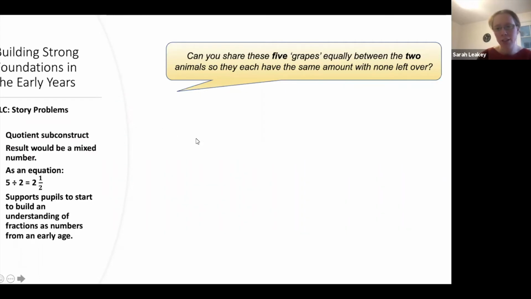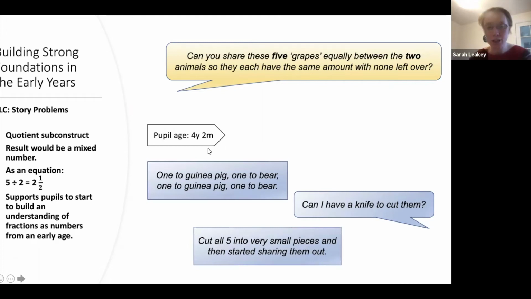So this is what this pupil did. They're just over 4 years old. They gave 1 grape to a guinea pig, 1 to the bear, 1 to the guinea pig, 1 to the bear. There wasn't a knife visible, and that was intentional, but they did say, can I have a knife to cut them? And then they took all 5 and cut them into very small pieces and started sharing them out, not necessarily equally.